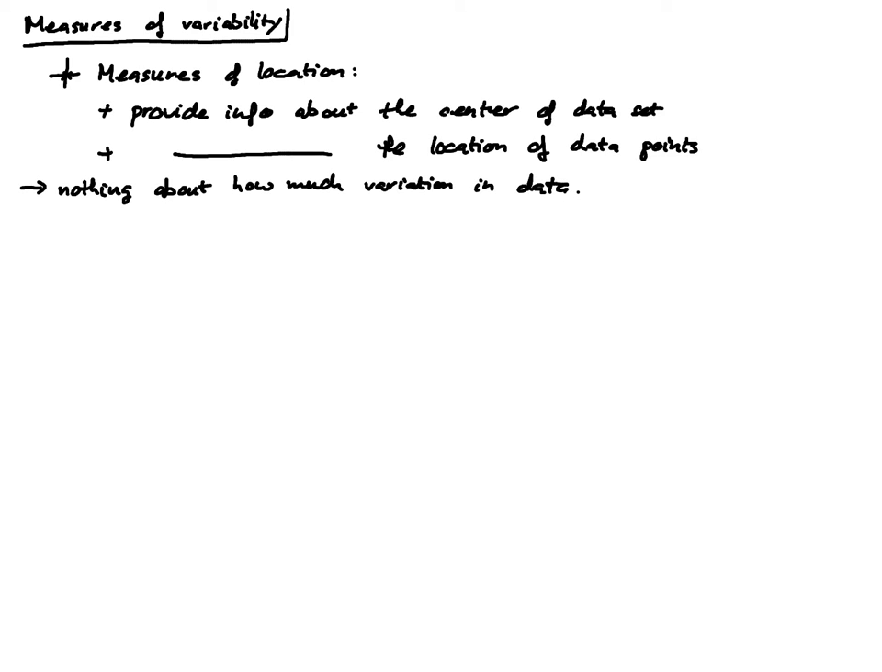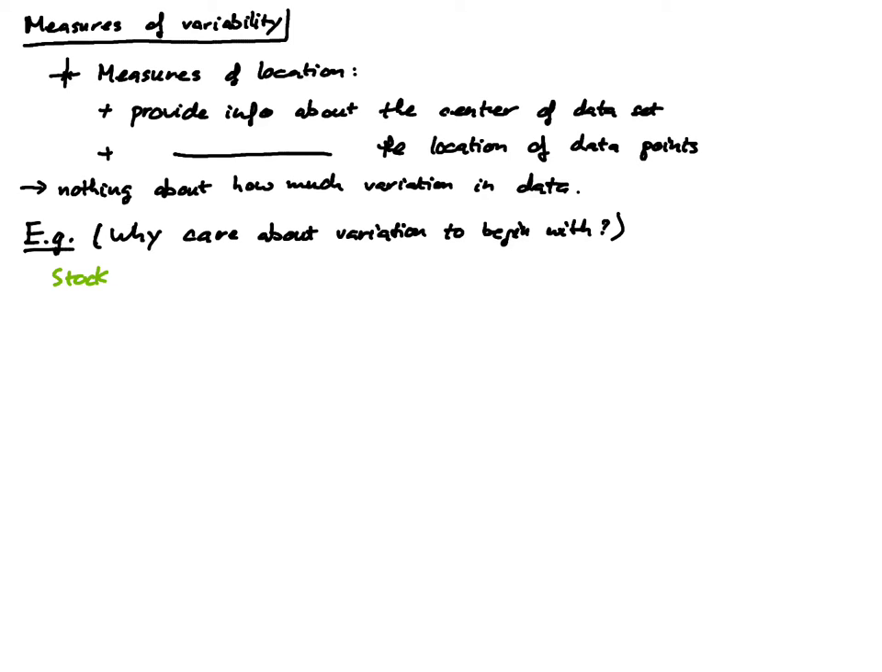Now, why do we care about variation in the first place? Let's look at a motivating example. Suppose you want to invest in a stock. Let's call that stock A. And you were told that over the past 5 years, the average return was 8%.